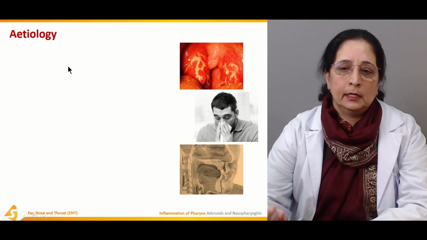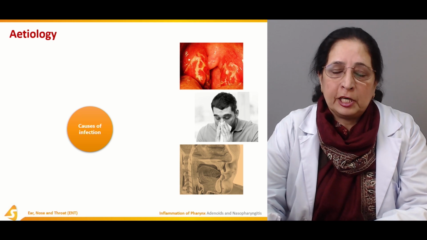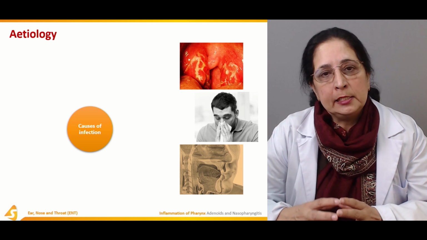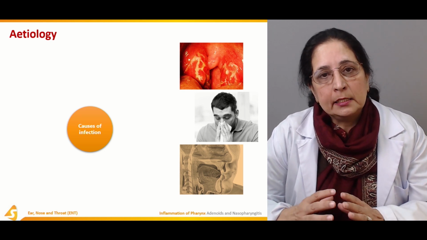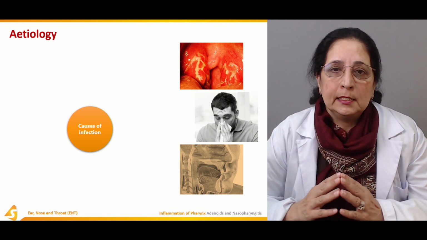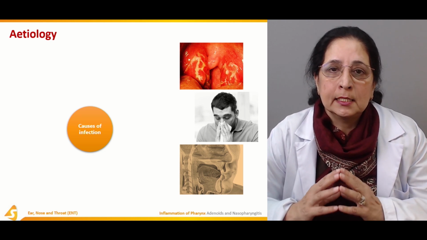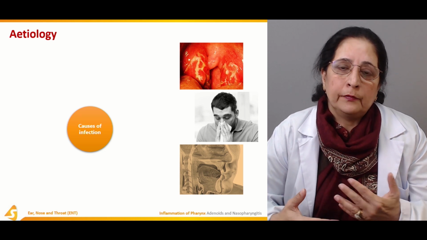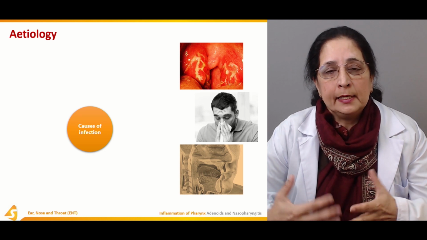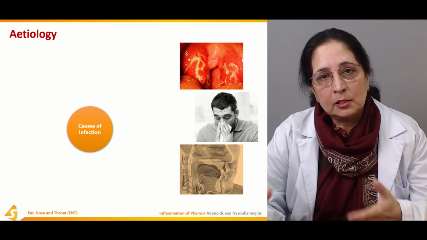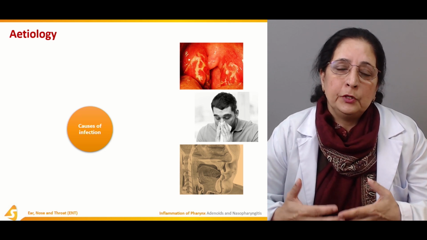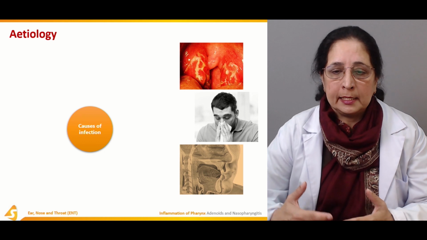Causes of the infection that can involve the adenoid, leading to adenoiditis. Itis is inflammation, and when adenoids are involved, it is known as adenoiditis. So what are some causes of adenoiditis or inflammation of the adenoids? And this inflammation can lead to enlargement of the adenoids and then different symptoms produced by those swollen adenoids.